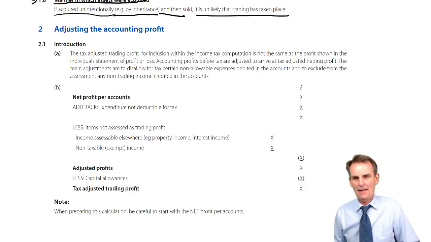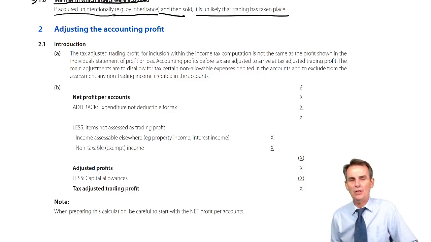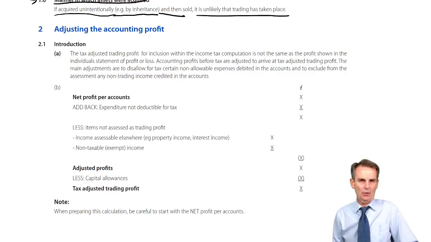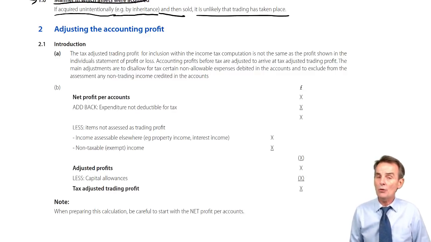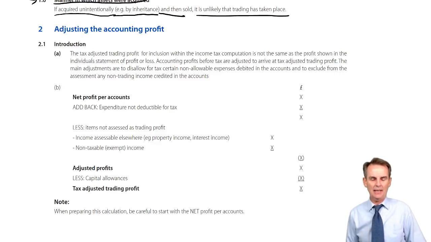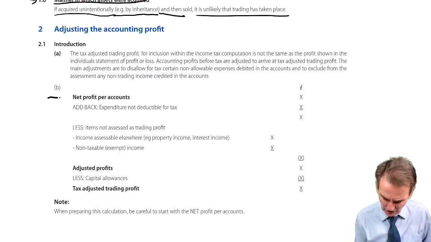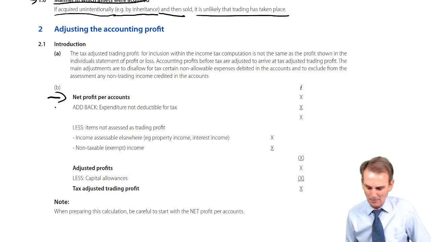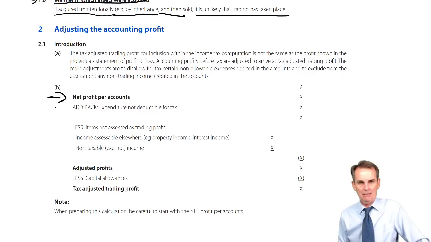And what we have to do is to adjust that accounting profit to make it acceptable for taxation purposes. We have to prepare an adjustment of profit statement. Now, what we do not do here is to prepare an entirely new taxation P&L account, an entirely new statement of taxable profit or loss. We adjust the existing accounting profit. So the starting point is the net profit as per the accounts.